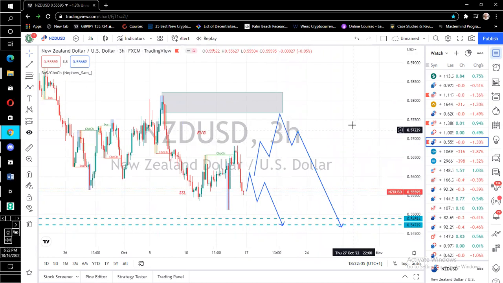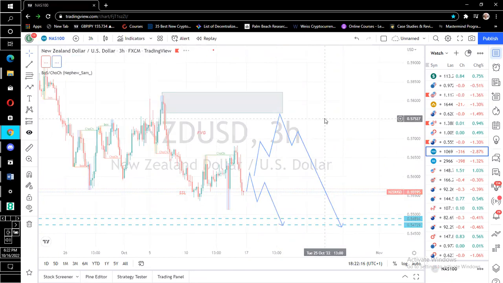Until I've gotten to a place where I'm certain that USD is going to reverse, my bias will not be to trade against these other pairs.